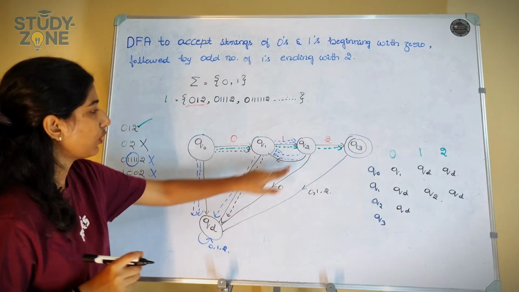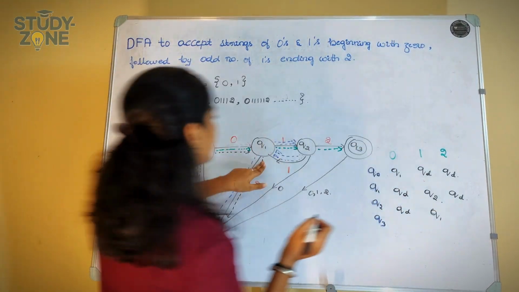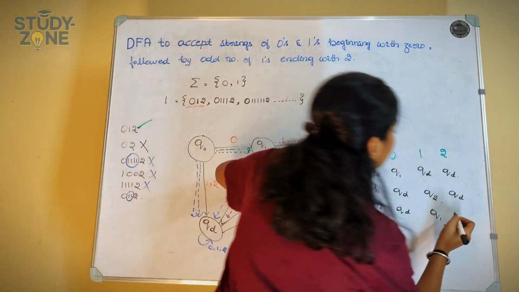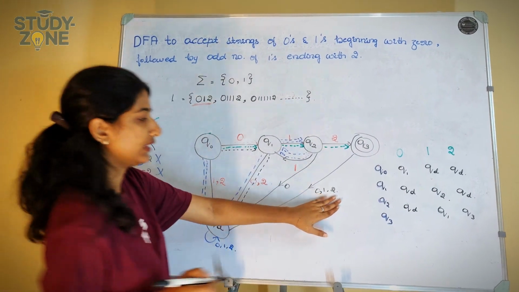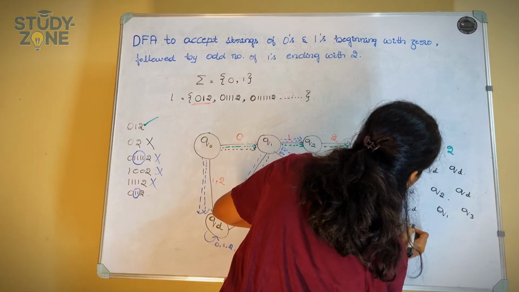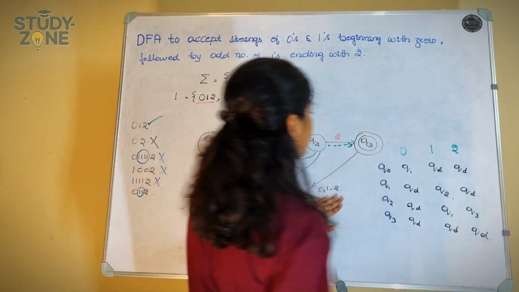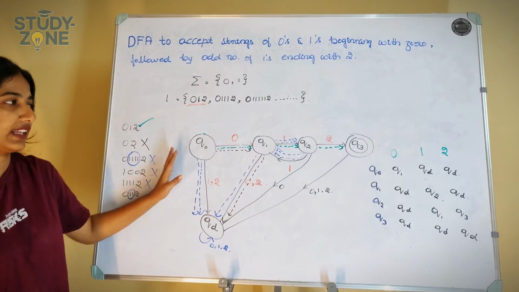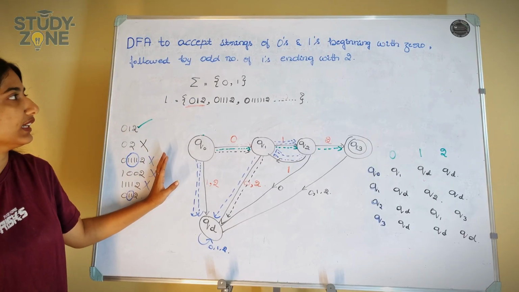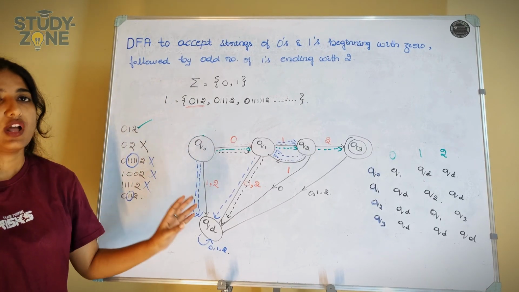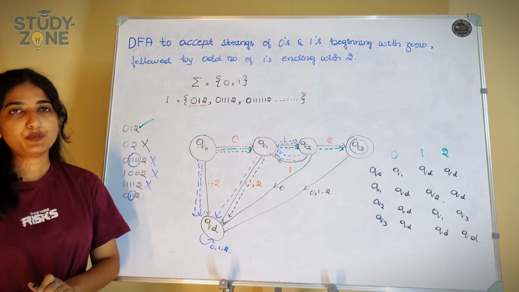and Q2 on 1 moving to Q1, and Q2 on 2 moving to Q3. And Q3 on 0, 1, 2, all three things it is moving to dead state. So QD, QD, QD. So this is how we represent transition diagram and transition table. So this is the solution for the problem, that is beginning with 0, having odd number of 1 and ending with 2. I hope you understand this concept.